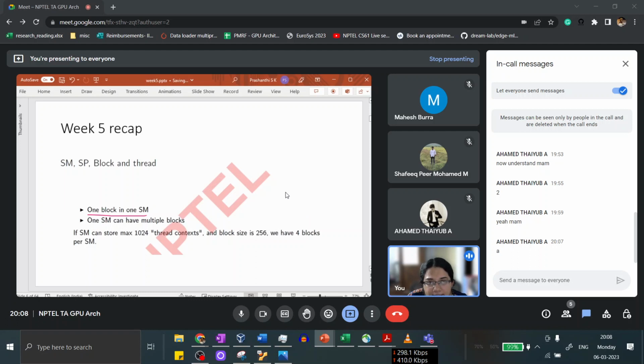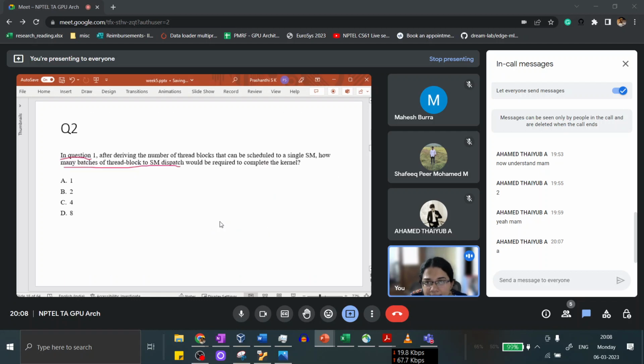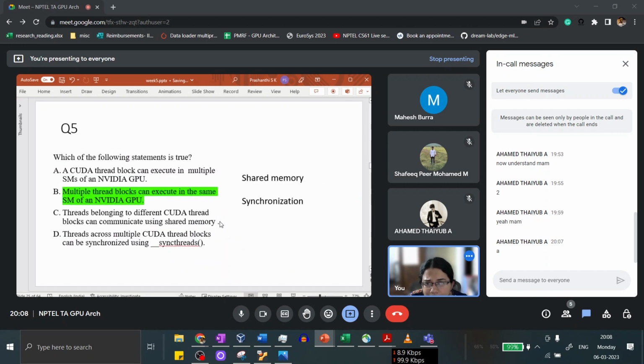For instance, going back to our analogy, let's say you're putting people to rooms, right? You can't split one person across two rooms. You can put 10 people in one room. You can't put one person in both room 1 and room 2. It's the same analogy. So, coming back here, this is false. A block can execute in multiple SMs. It cannot, it can only execute in one SM. But you can have multiple thread blocks in the same SM.